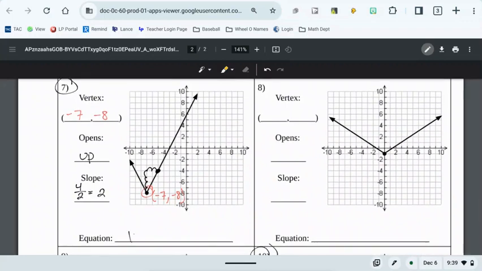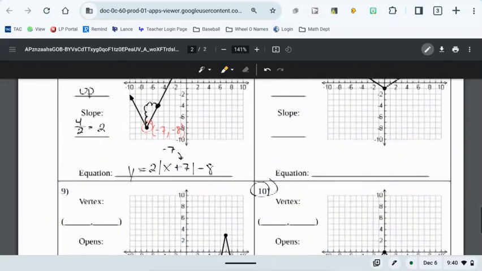Now we go ahead, right into our standard form. y equals, our slope is 2, times the absolute value of x. Our value is -7. We have to do the opposite, so it's +7. And then we just write -8 on the outside. We leave it as is.